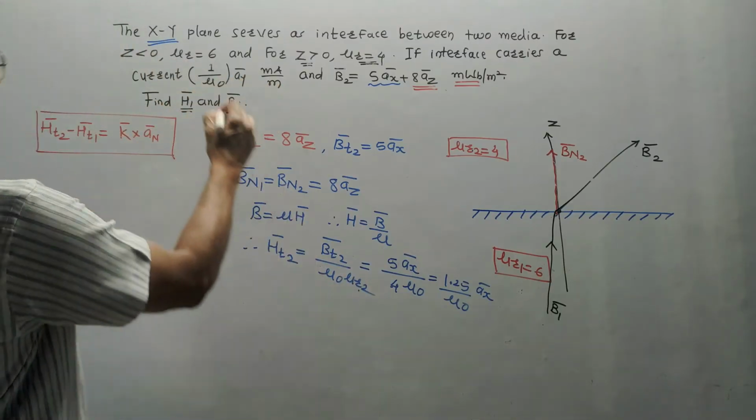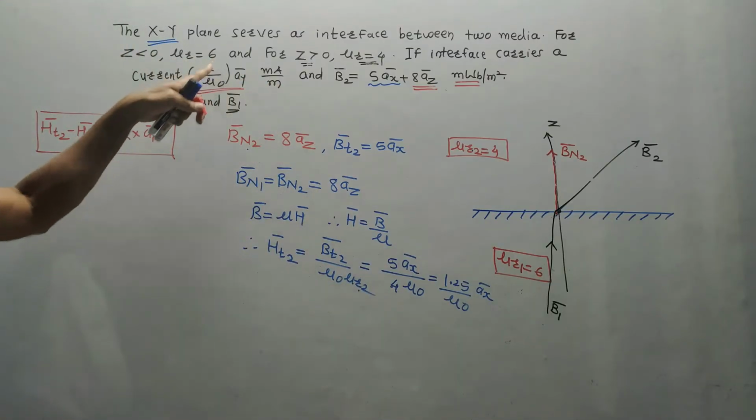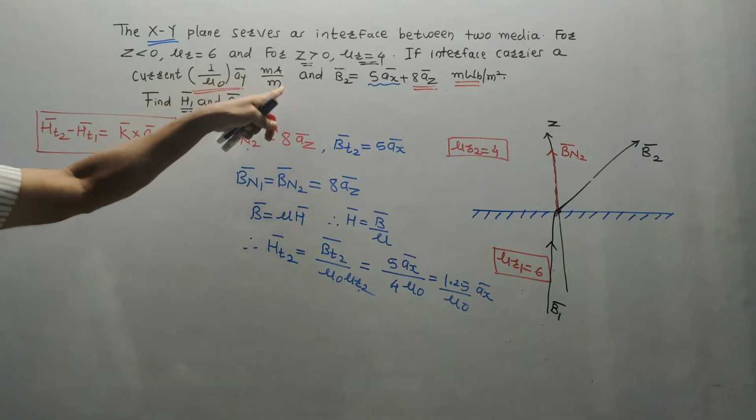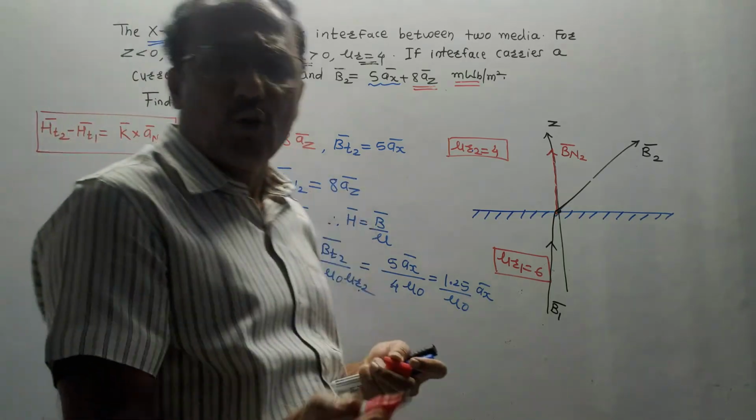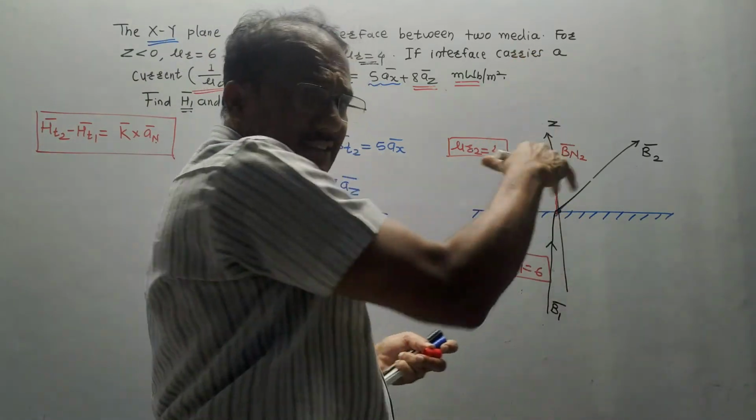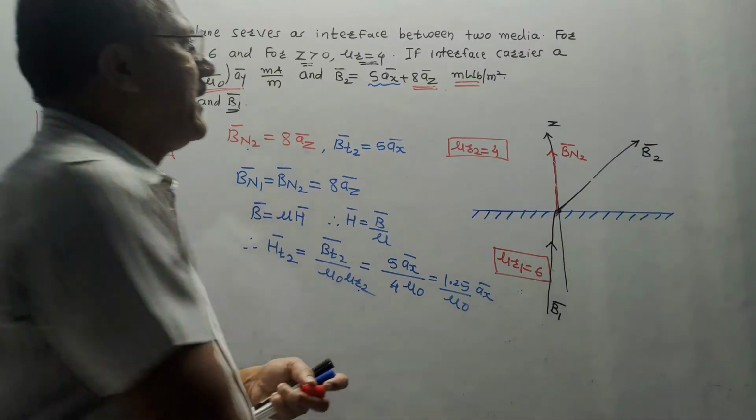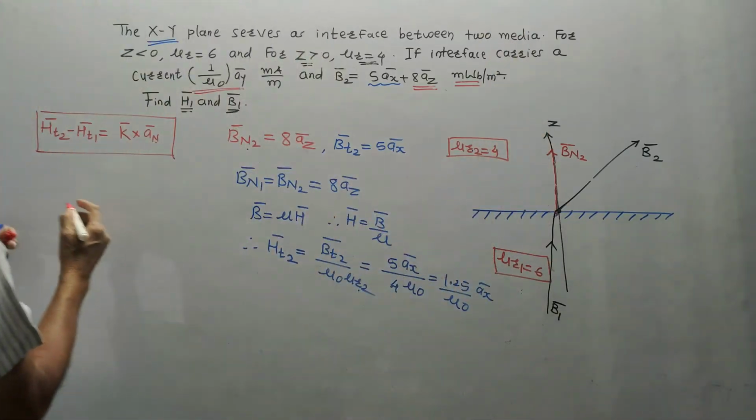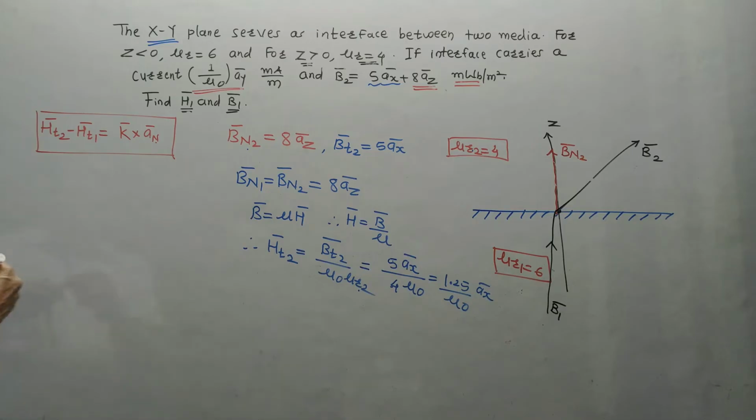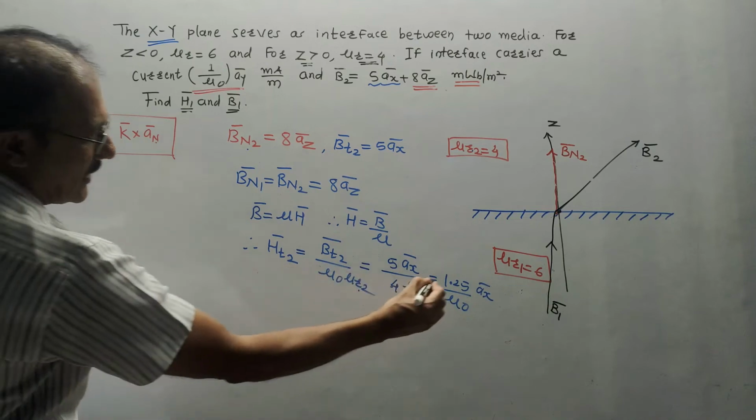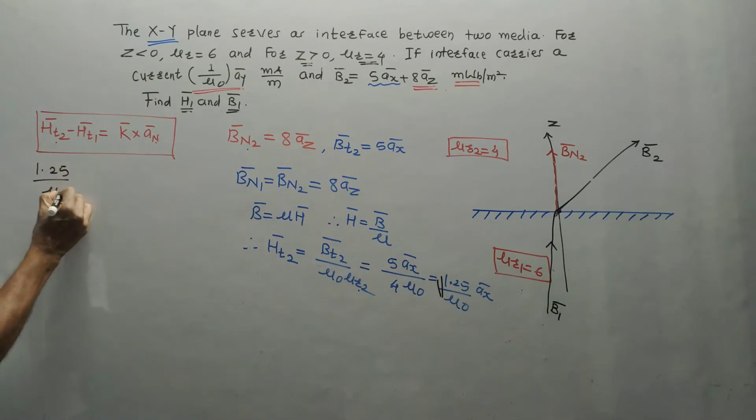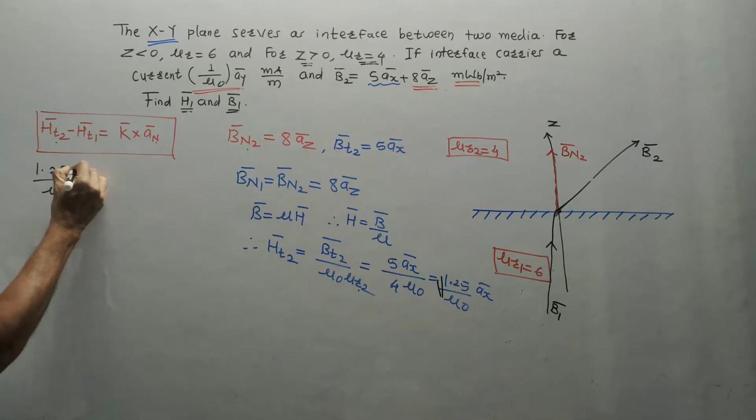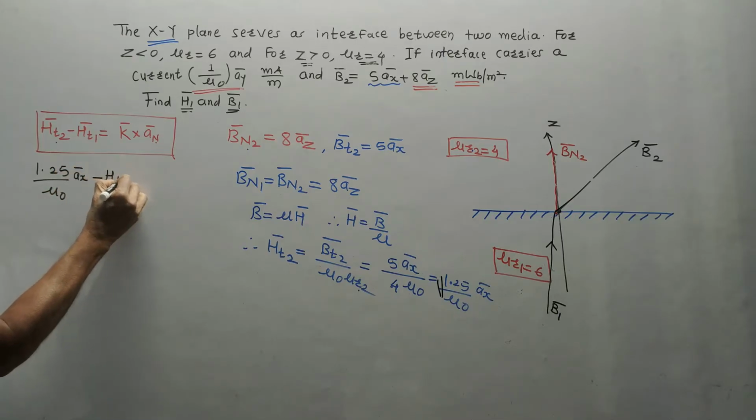That is simply the value of current density which is given in the question, 1 by mu 0 AY bar milliampere per meter, cross AN bar. AN indicates the normal component. The normal component, as the way we are drawing the diagram, will be along the z-axis. So if I put in the values, I will get HT2 bar, the value of HT2 bar, which is 1.25 upon mu 0 AX bar, minus HT1 bar.